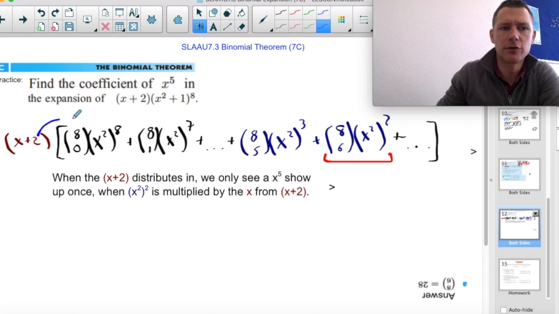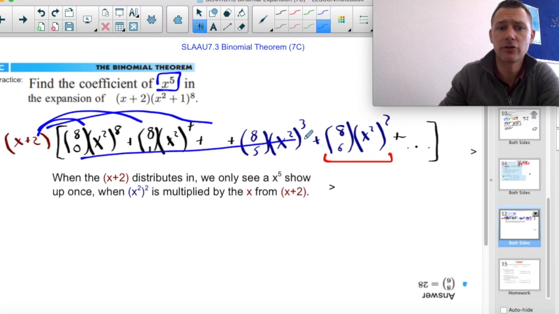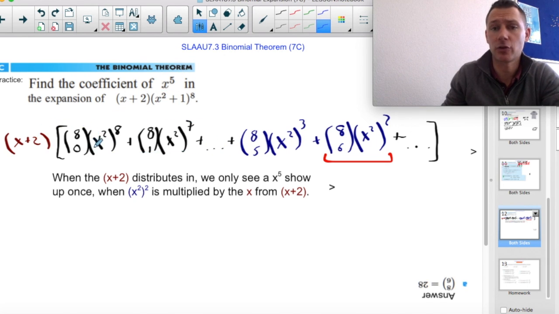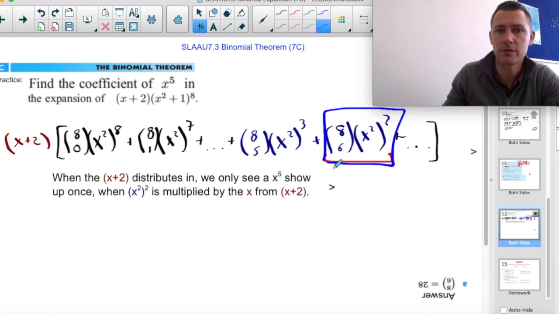So the 2 doesn't really do anything to get us an x to the fifth. We'll never see an x to the fifth originally, so multiplying by a 2 is not going to make it show up. An x to the fifth is going to show up when this occurs, so when x to the fourth occurs.